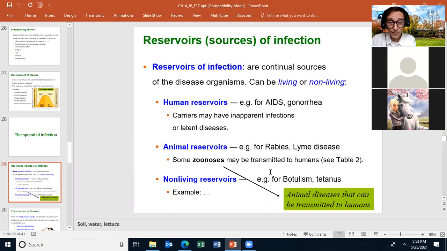Some reservoirs are non-living. For example, botulism and tetanus, to my knowledge, always come from a non-living reservoir. Botulism, usually from food products, like canned food products. Tetanus, usually from the soil or by stepping on a nail or something like that.